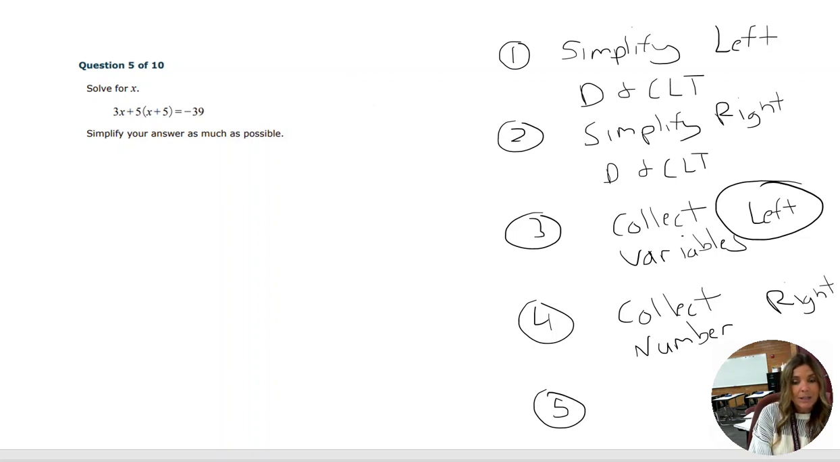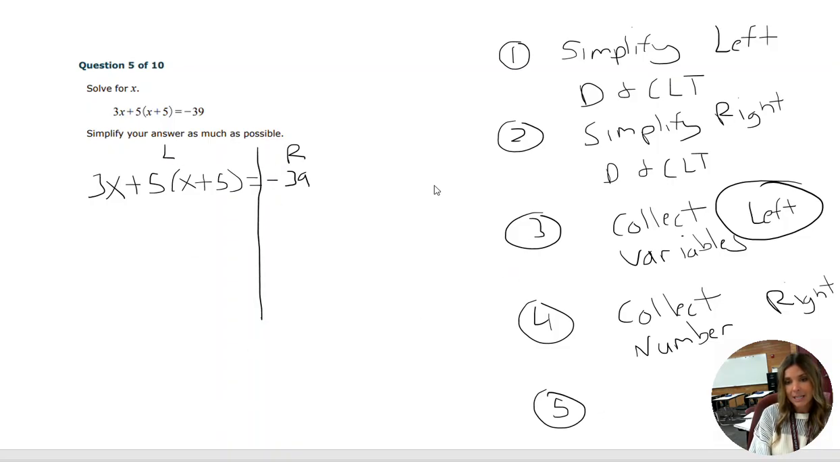So we have a problem here. 3 times x plus 5 times the quantity x plus 5 equals negative 39. The first thing that I want you to do is realize that this equation has two sides, a right side and a left side. So we're going to go to the first step. We are going to simplify the left side if we can.